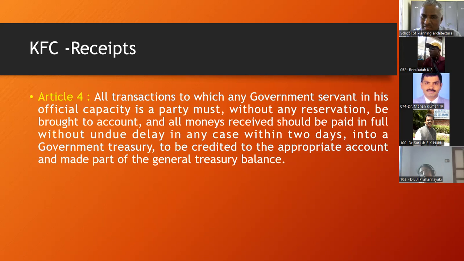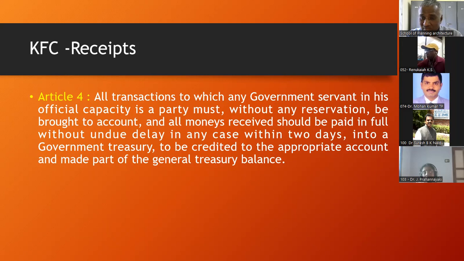You may create a committee, a stock verification committee. The stock verification committee will give a report: this chair is not fit for use. Then you decide to sell it. When you sell it, the condemnation committee should approve it. Then you should show the receipt in your budget estimate and accounts. You have to deposit it.